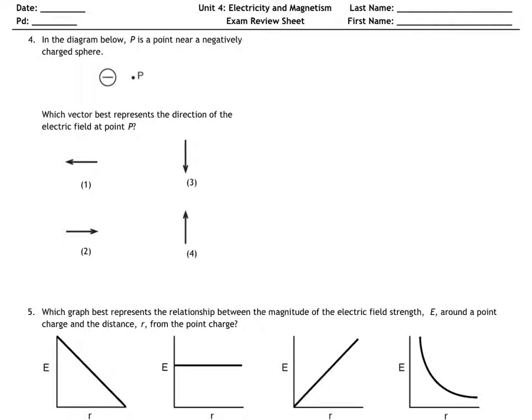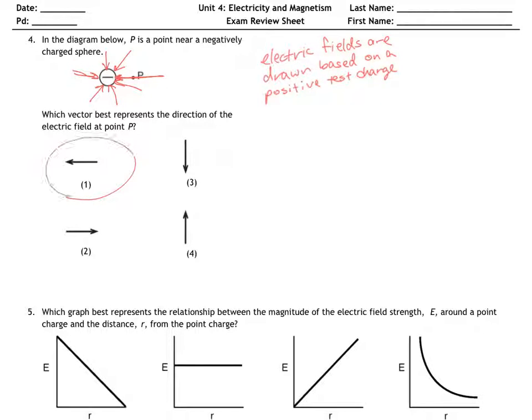In number 4, we have a negatively charged sphere and a point P, and we are being asked which vector best represents the direction of the electric field at point P. Remember, electric fields are defined based on a positive test charge. So a positive charge would undoubtedly feel an attractive force if it were near this negative sphere. So we would see these lines which are being drawn tangent to the surface like that. Now if it passed through point P, it would look exactly like this one. So my best answer is choice 1.